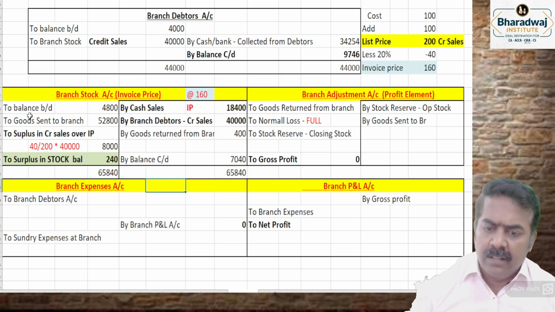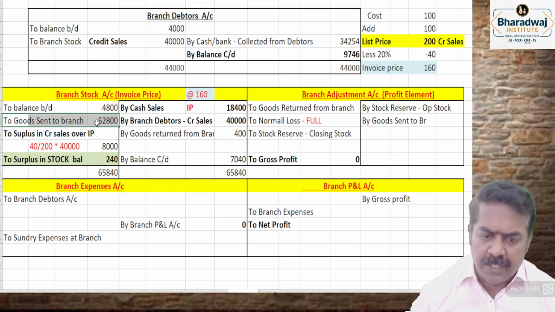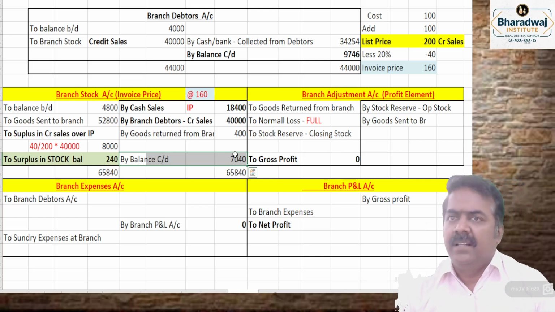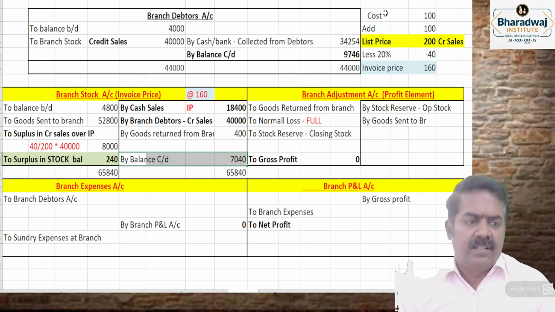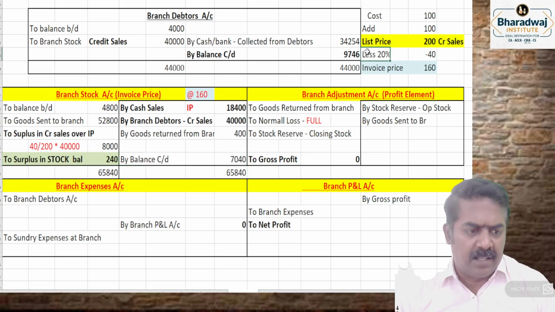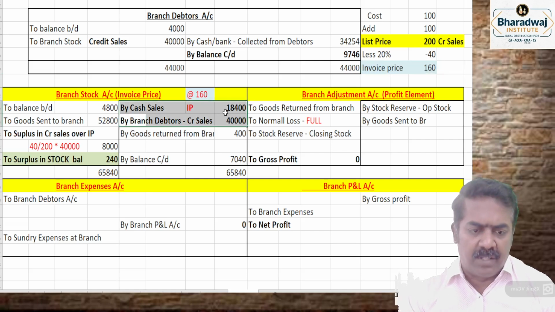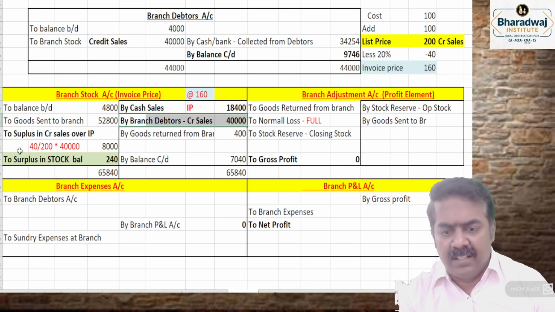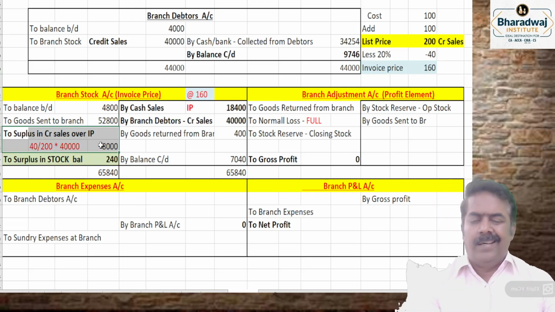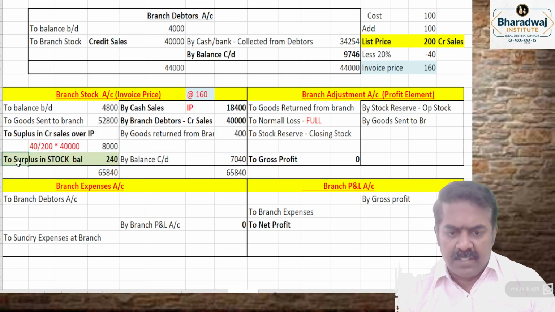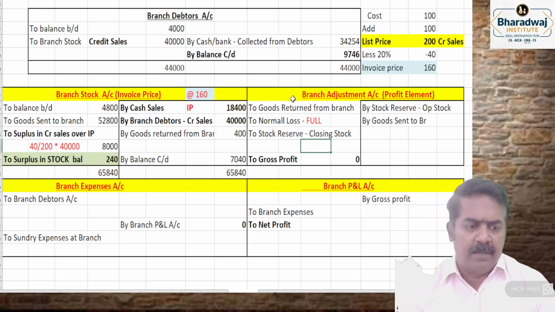I repeat, this opening balance, goods sent to branch, cash sales, goods returned from branch, closing balance, everything is at what price? Invoice price, now cost plus the list price minus 20%, 160%. But credit sales alone is at what price? List price, look at a surplus, that is excess over invoice price. So this will give us surplus in stock. Wait.